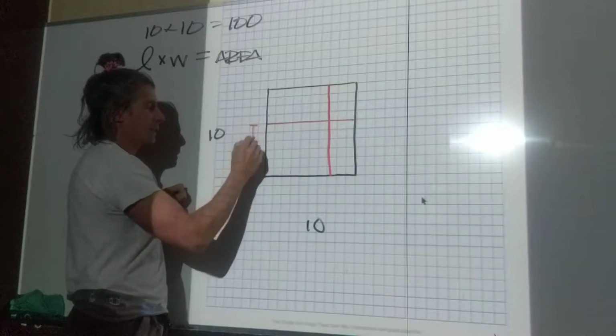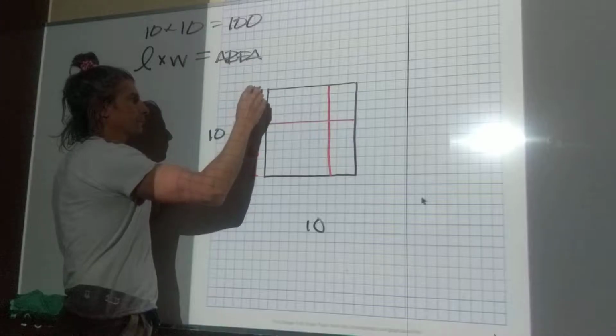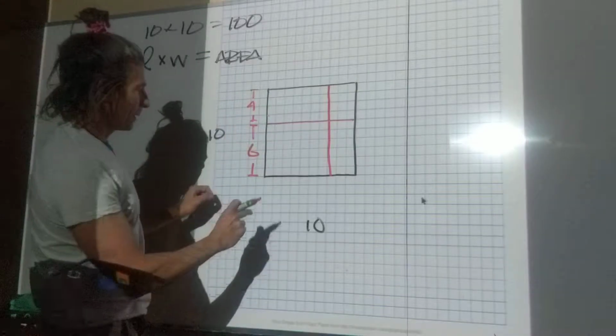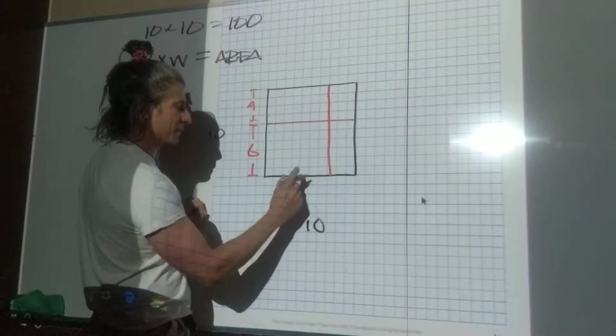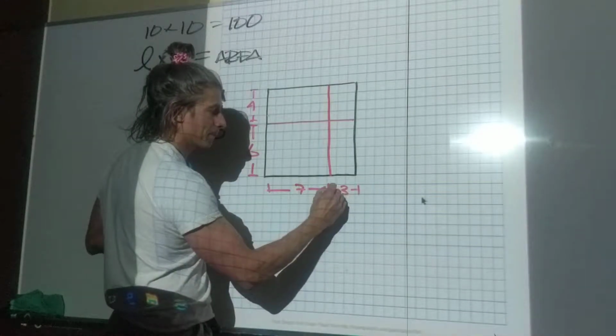This one's now 1, 2, 3, 4, 5, 6. This piece here is 6. This piece here is 4. Okay? This piece here, 1, 2, 3, 4, 5, 6, 7. This is 7. And this piece here must be 3.